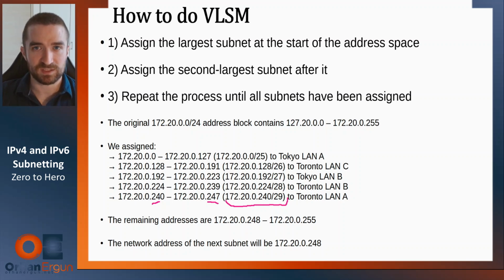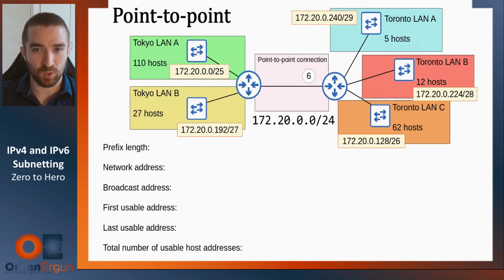Now the remaining addresses, only a few left, are .248 to .255, and the network address of the next subnet will be .248. And that final remaining subnet is this point-to-point connection between the 2 routers. So we need 2 host addresses here. We know the network address will be .248. What should the prefix length be?